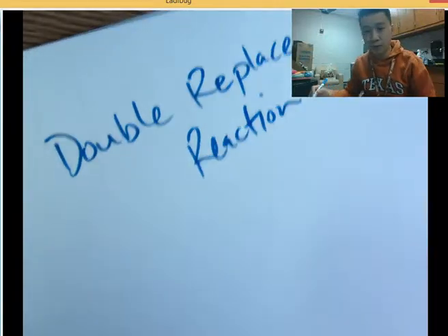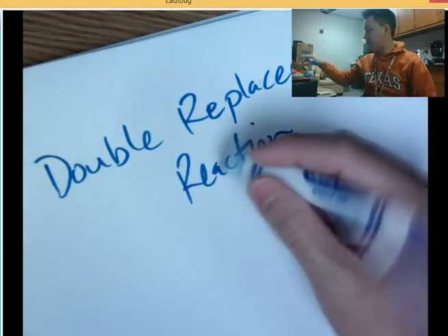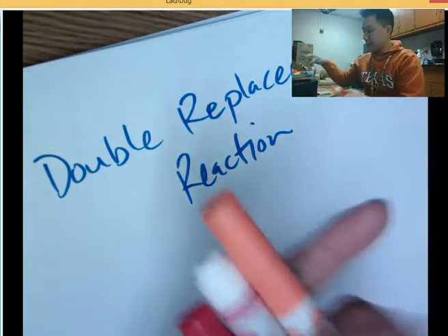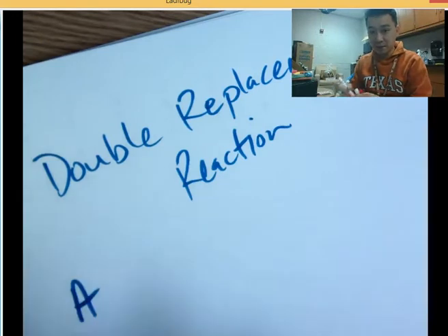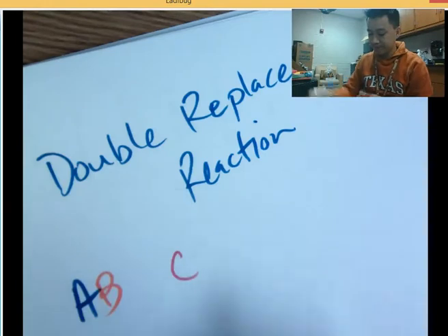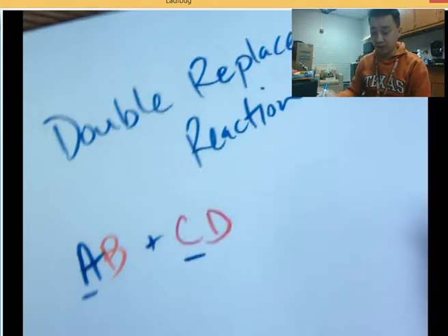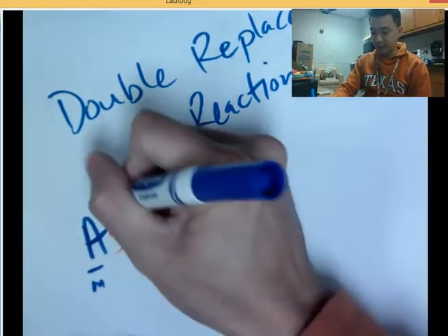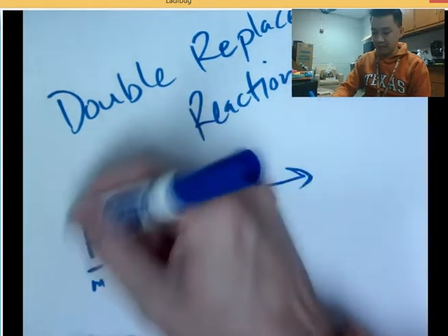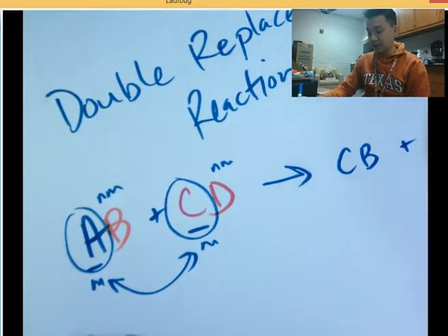Today we will talk about double replacement reactions. A double replacement reaction, if you remember, is about exchanging partners. Like A is with B, and C is with D. A and C are the metals, and B and D are the non-metals. What they do is these two first guys switch places. So now C is with B and A is with D.